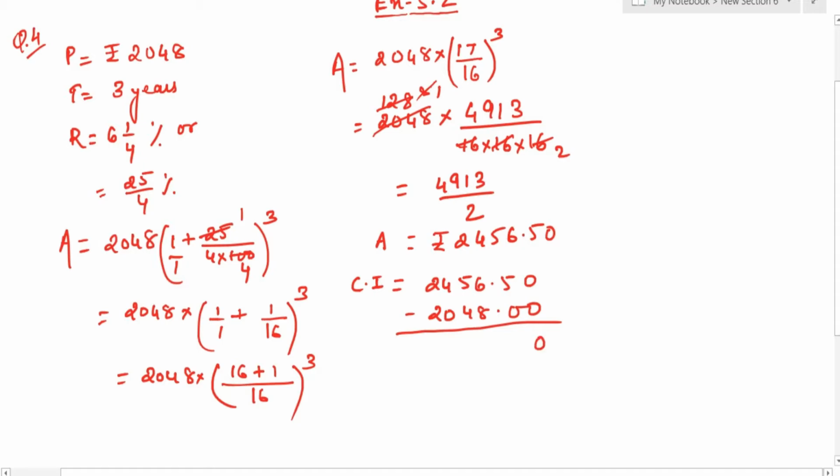0 minus 0 is 0, 5 minus 0 is 5, 6 cannot be subtracted from 8. So here it will become carry forward 1, 16, this will become 4, 16 minus 8 is 8, 4 minus 4 is 0 and here it will be 4. So what is the required CI? The required CI is 408 rupees and 50 paise.